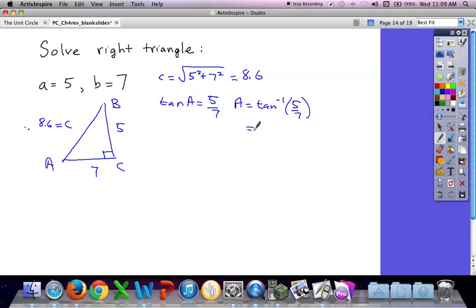And that is somebody, 35.5, sounds good. So we know that the A is 35.5. And then we have to find the B. Again, we could just subtract from 90. We don't have to do trigonometry because they add up to 180. So what is B is 90 minus 35.5. 54.5.